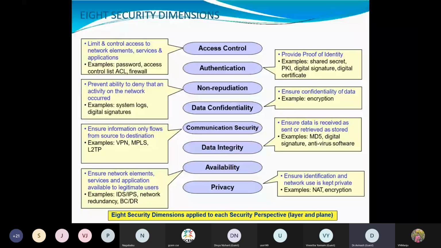So let us understand what access control is. The meaning of access control is that we can limit and control the access to the network elements, the services or the applications. For example, we can limit and control the access with the help of passwords, or with the help of firewalls. So passwords and firewalls, or you can say the access control list, become very important whenever you want to make any kind of cryptographic technique. If you are designing your own cryptography technique, then this becomes very important.